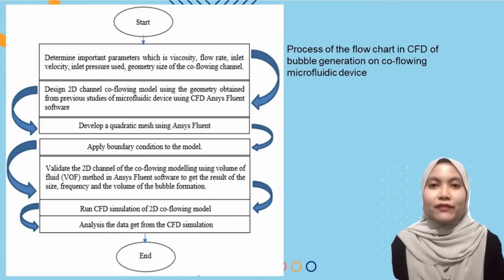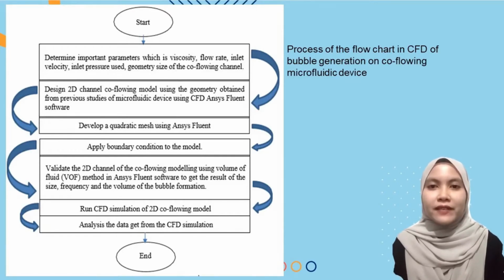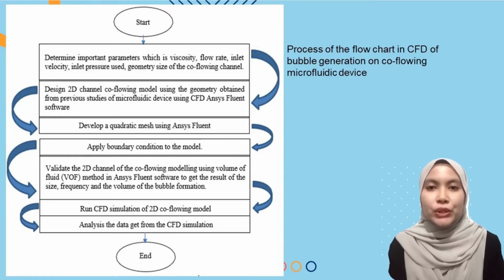In this slide is the flow chart of the project. As the first step, we will determine the parameter. The viscosity is the main parameter because this viscosity is used to determine the bubble formation. The viscosity of the continuous phase, which is the oil fluid, is the main character.